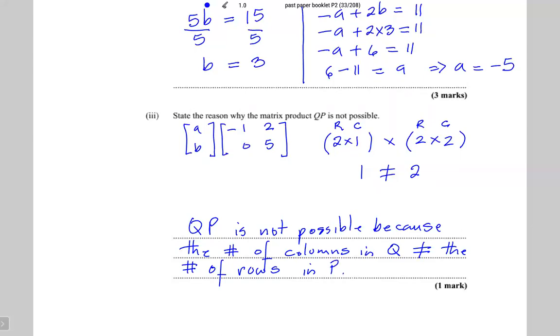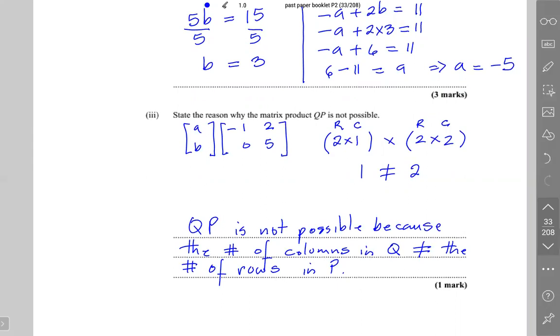Ladies and gentlemen, two matrices are compatible for multiplication when the number of columns in the first matrix is equal to the number of rows in the second matrix. If the number of columns in the first matrix is not equal to the number of rows in the second matrix, you cannot multiply the two matrices together. The two matrices will not be compatible for multiplication.